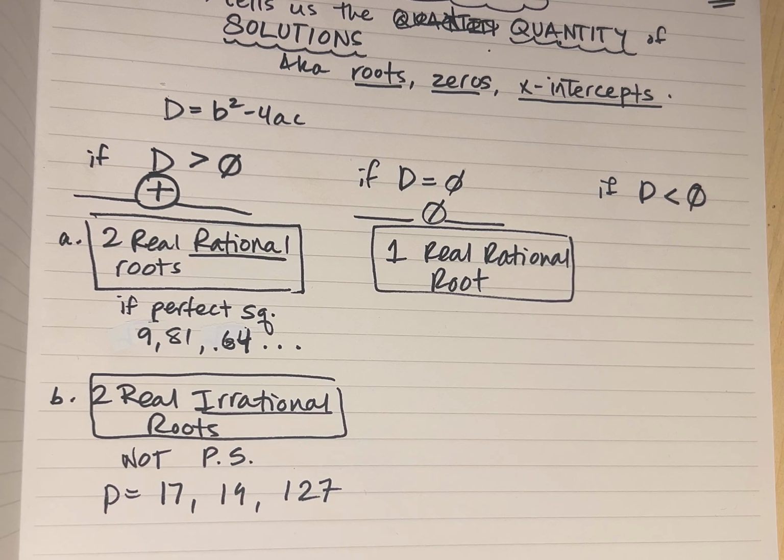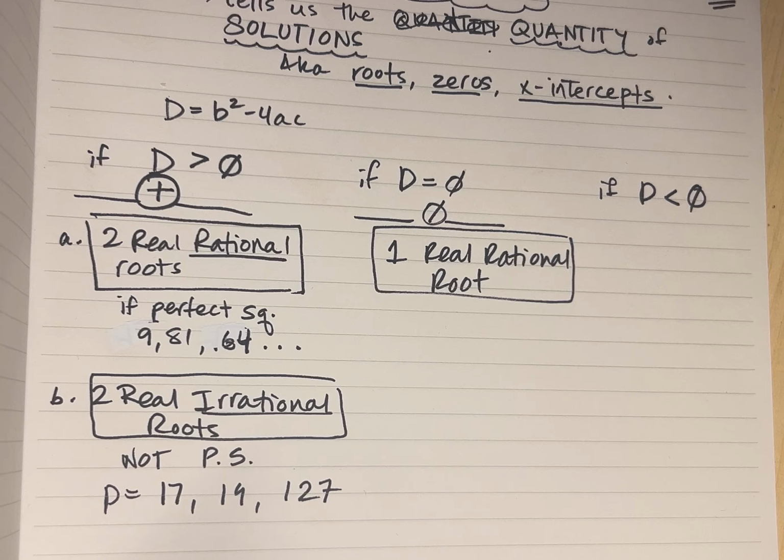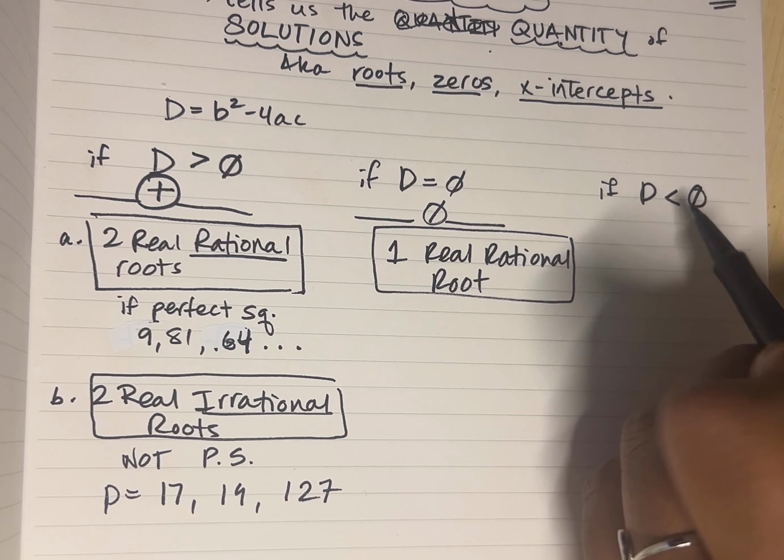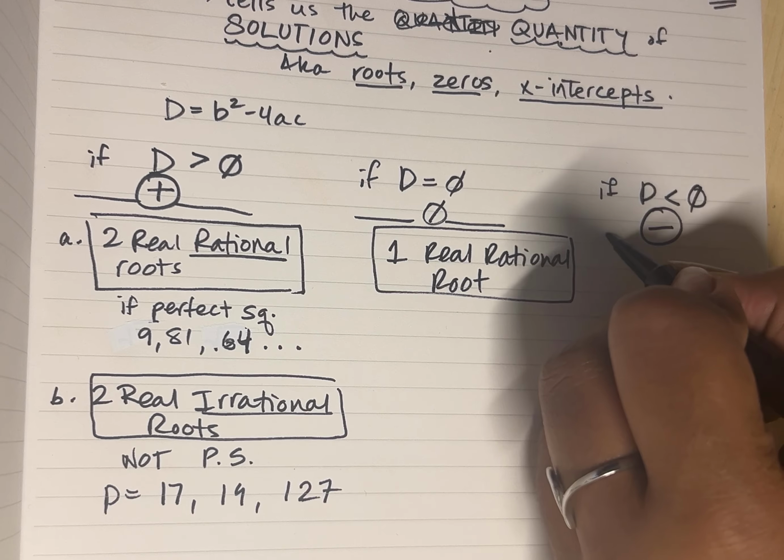Catch up with me, I'm going to give us a second to do that. And you can always pause if you need more time. Okay. If d is less than 0, that must mean I'm working with a negative number.